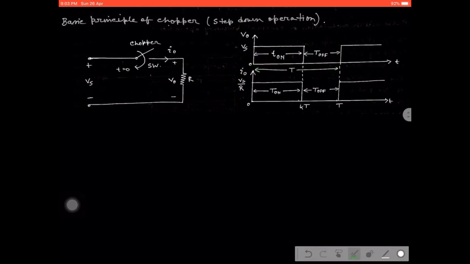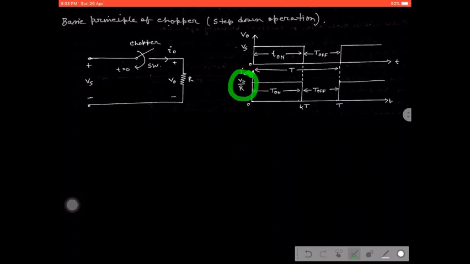Similarly, as we are using a resistive load, as we know, in case of a resistive load, voltage and current are both in the same phase. That is why we can draw the output current waveform just similar to the voltage. This is the output current waveform, as a resistive load is there, and the value of the output current is Vs by R.